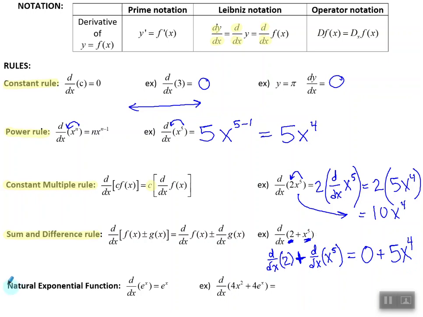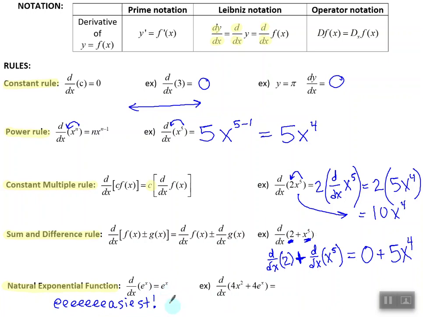And finally, the natural exponential function. The derivative with respect to x of e to the x is e to the x. This is our easiest one to think about because notice nothing changes. The derivative of e to the x is e to the x. This is our easiest. E to the x stays e to the x.